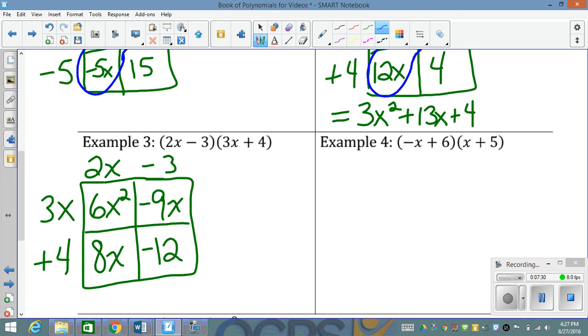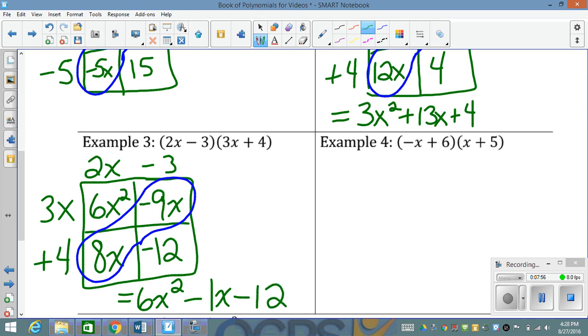Once again, I have like terms right there in that blue bubble. That's usually going to happen. Not always, but usually. So my simplified answer, 6x squared, a negative 9x plus 8x. Signs are different, so I subtract and keep the sign of the larger. So minus 1x and then minus 12.